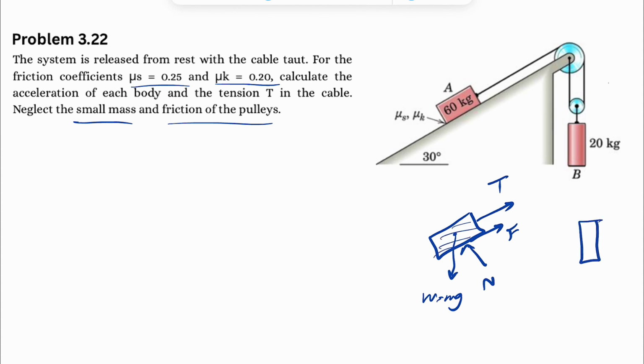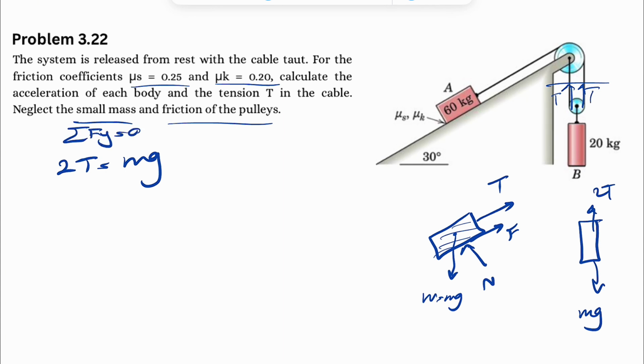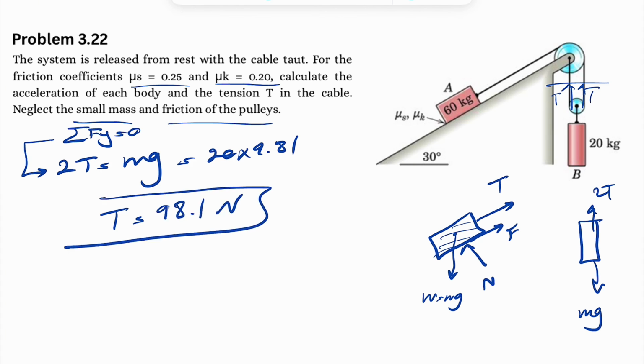And for the B, if we do a cut in here, we can see we have T in here, and we have the weight of the block, so mg, this time 20, and let's just call one force 2T in here. From the free body diagram of the block B, we can conclude that 2T is equal to mg. If we do sum of all forces in y equals 0, we can get to this conclusion, which means T would be, so the mass is 20 kilograms, g is 9.81, 10 times 9.81 or 98.1 newtons.